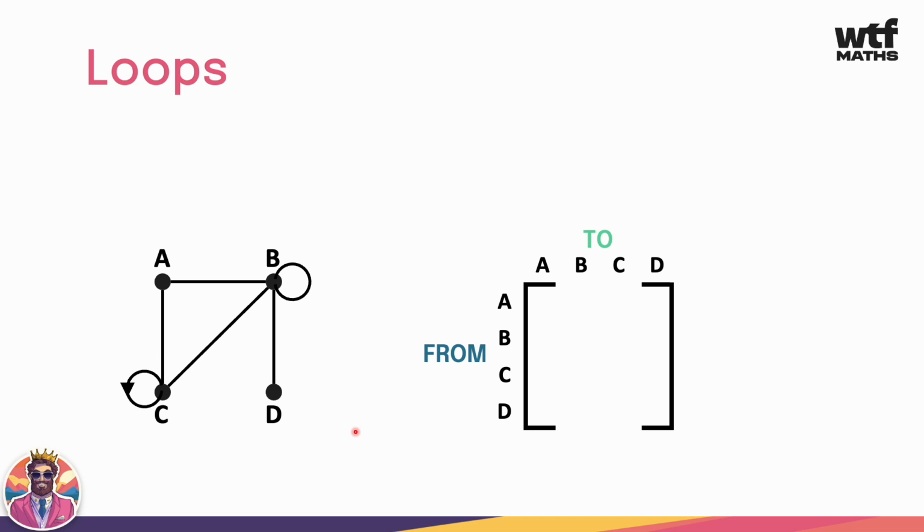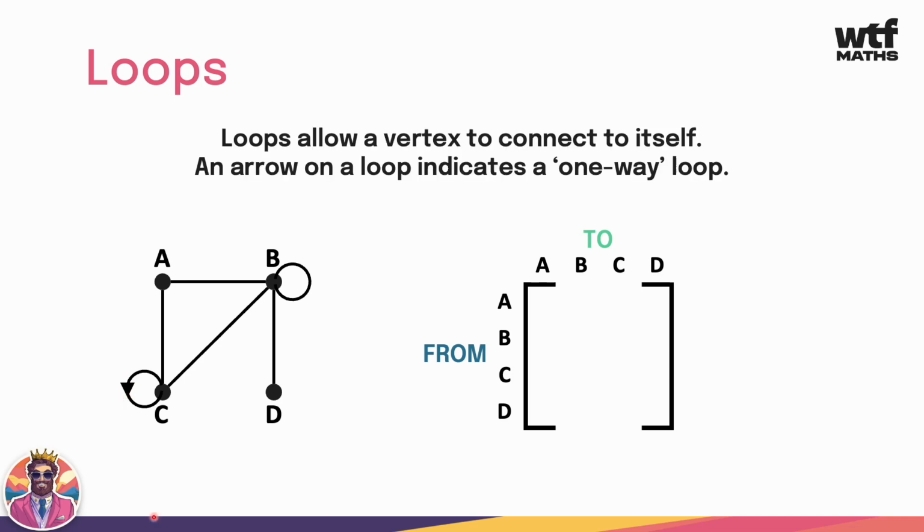Alrighty, on this diagram we have some loops. Now if you notice, there's like a ring going around B here. That's interesting. And there's also one on C, and it's incorporating a one-directional arrow. So what do loops mean? Well, loops allow a vertex to connect to itself. An arrow on a loop indicates a one-way loop.